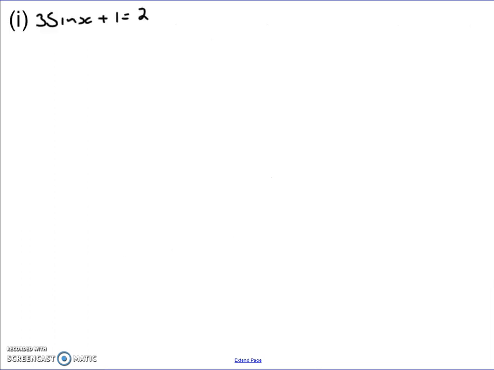So first one, 3 sine x plus 1 equals 2. Now we could treat this like a simple equation. If you had an equation that said 3x plus 1 equals 2, you'd rearrange it and get x equal to 1/3. It's the same style with this. The only issue is instead of x, it'll be sine x or cos x or tan x. But then we just solve it by doing inverse trig functions.